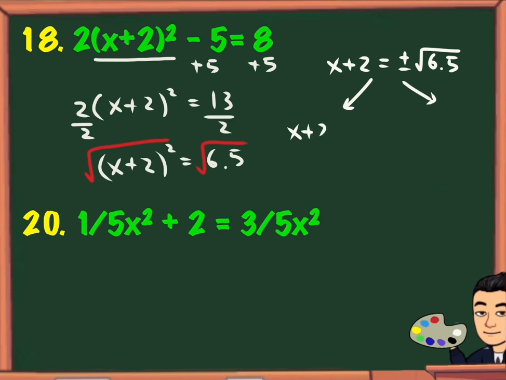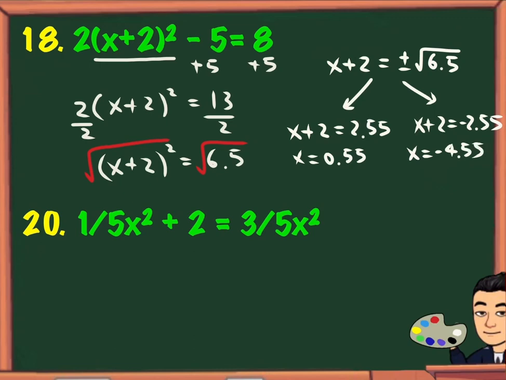x plus 2 equals positive 2.55, or x plus 2 is going to equal negative 2.55. So x equals, subtract 2 on both sides, 0.55, or subtract 2 on both sides, x equals negative 4.55. And those are our answers.